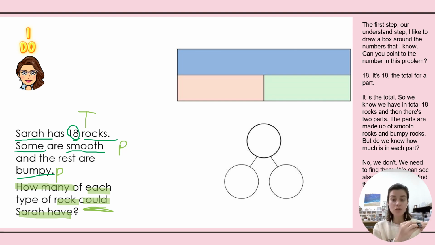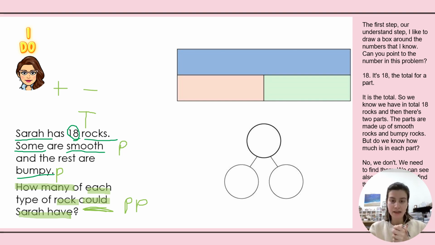I could choose a number less than 18 and then use my counting on method, or I could subtract to figure out my answer. So I could go either way for this. So I'm going to put a plus and a minus sign here to indicate that I can either add or subtract. And I know, what am I looking for? How many of each type of rock could Sarah have? I'm looking for both of my parts. That's what I'm trying to figure out.